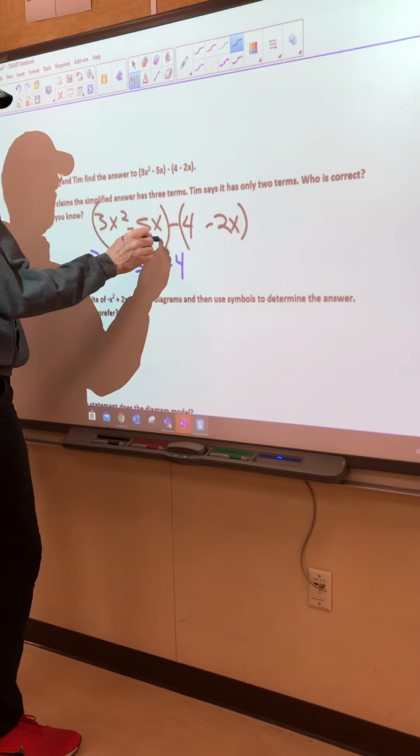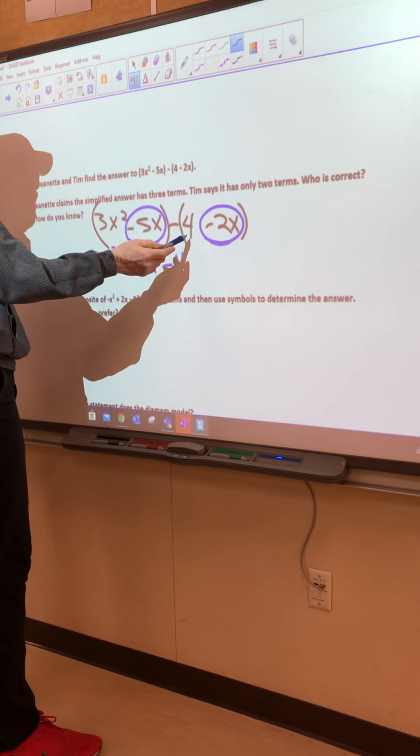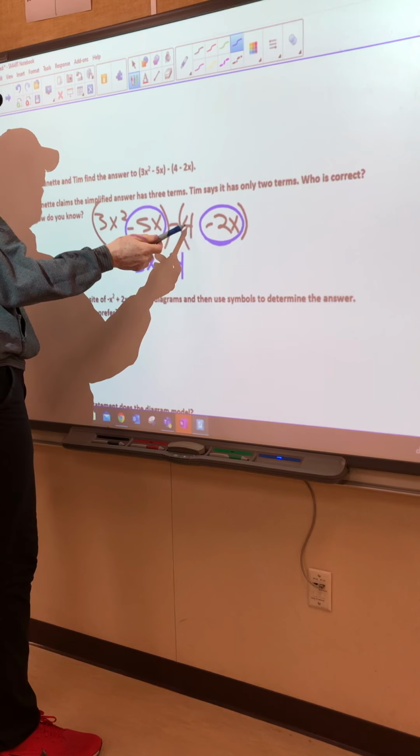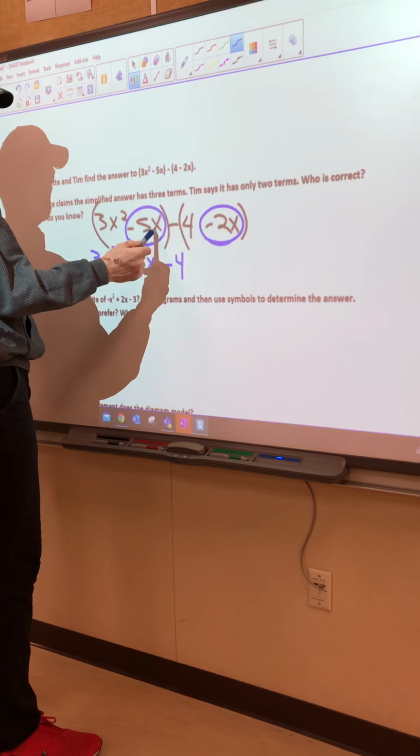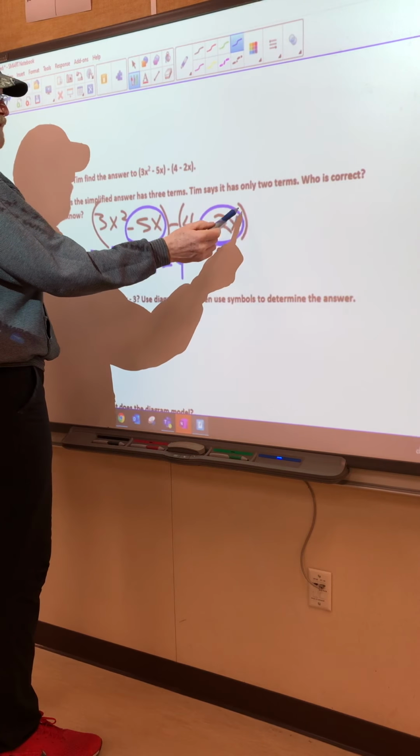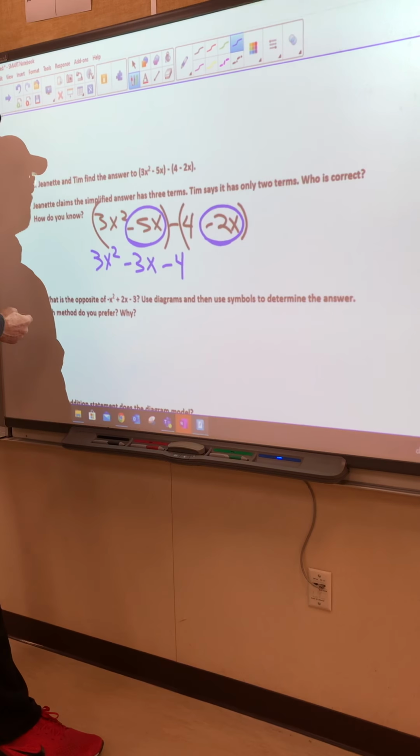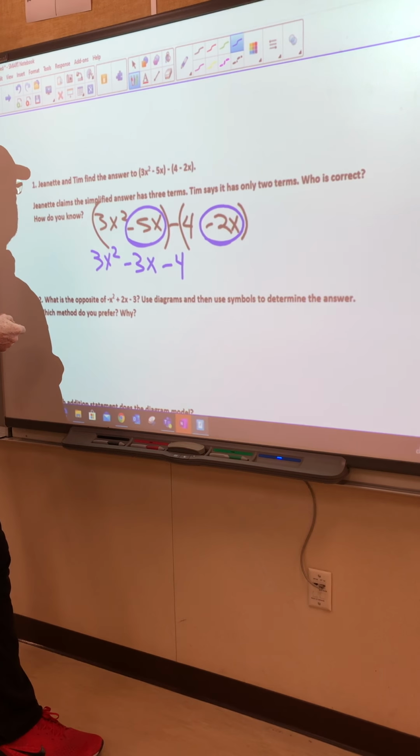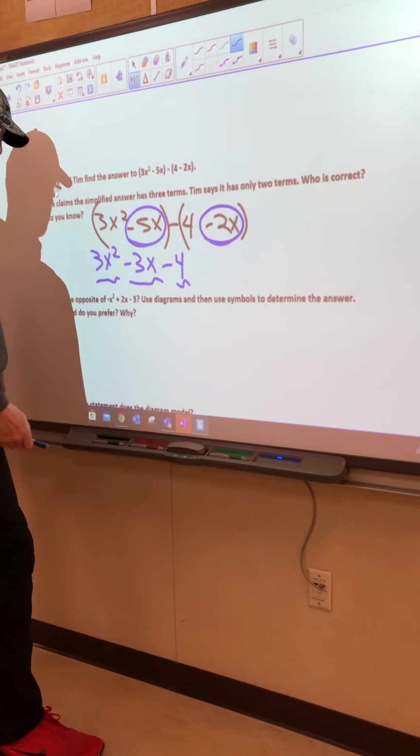We put these 2 terms together, okay? This is separate because it's just 4, it's a constant. These have a variable that has an exponent of 1. This has an exponent of 2, so it's separate. Okay? So I think Tim's wrong. How do you know? Well, there's 1, 2, 3 terms.